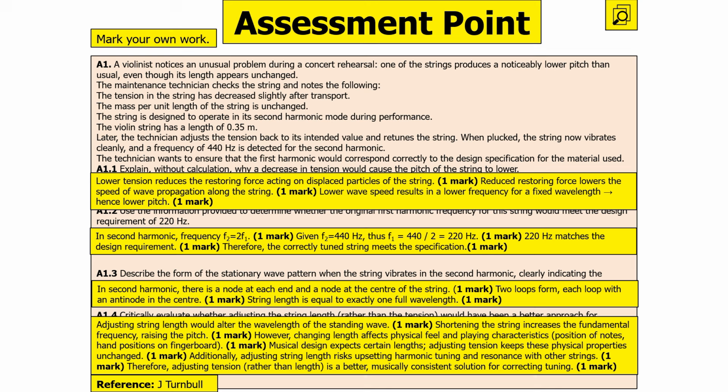Now, adjusting the string length would alter the wavelength of the standing wave. Shortening the string increases the fundamental or first harmonic, raising the pitch. However, changing the length affects the physical feel and playing characteristics, and musical design expects certain lengths, so adjusting the tension keeps these physical properties unchanged. Additionally, adjusting string length risks upsetting harmonic tuning and resonance with other strings, so adjusting the tension rather than the length is a better, more musically consistent solution for correct tuning.